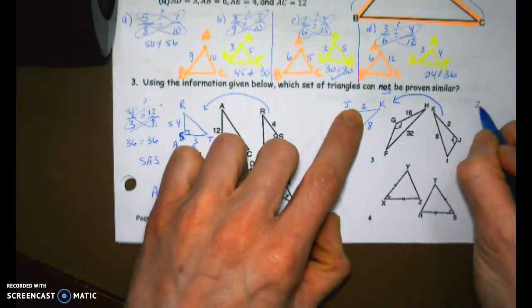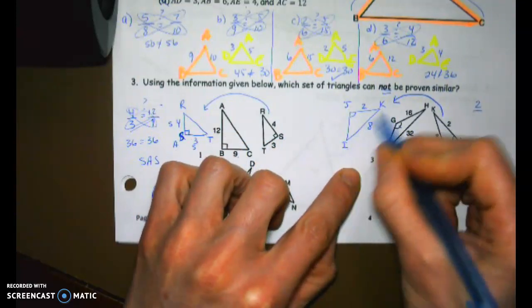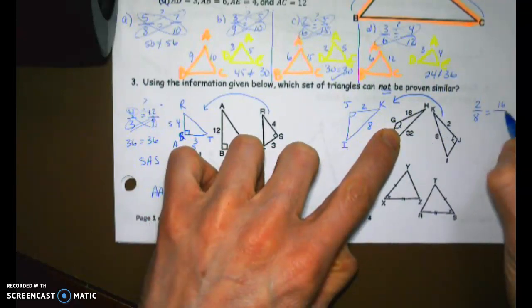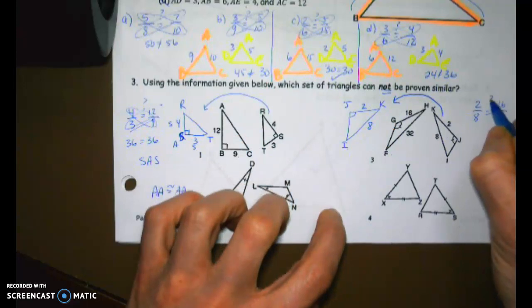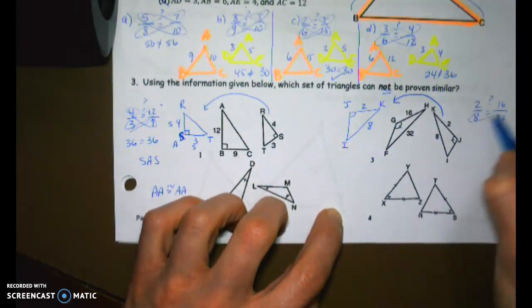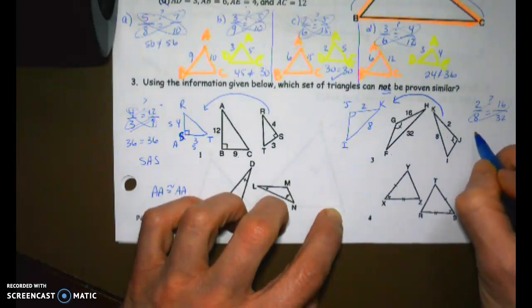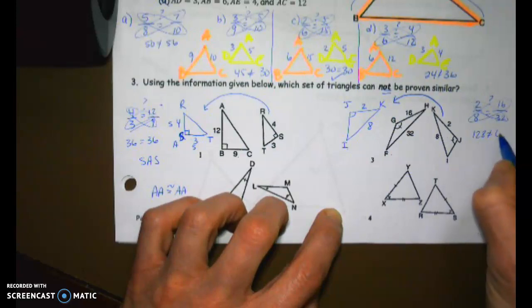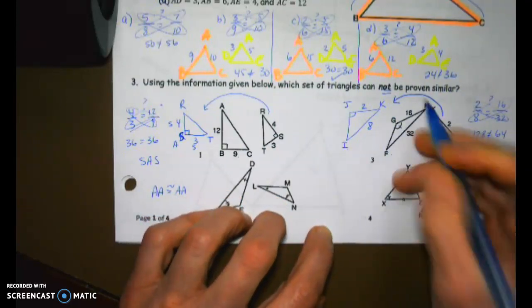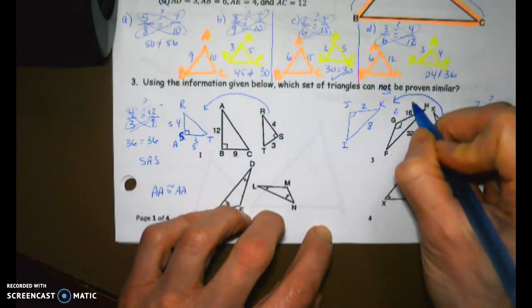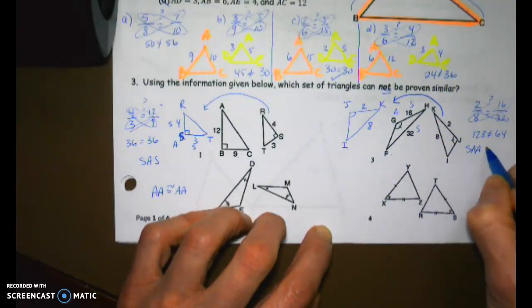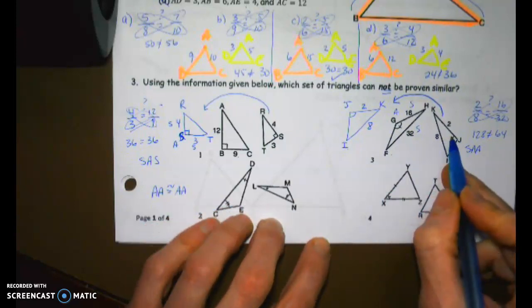I can say this top side 2 over this slanted side 8 is equal to the top side 16 over the bottom side of 32, and it's a question. And when we cross multiply, 8 times 16 is 128, and that does not equal 32 times 2, which is 64. But we can also look here. This is an angle here, and then they gave us a side. So this is a side angle, and that does not prove that triangles are similar.